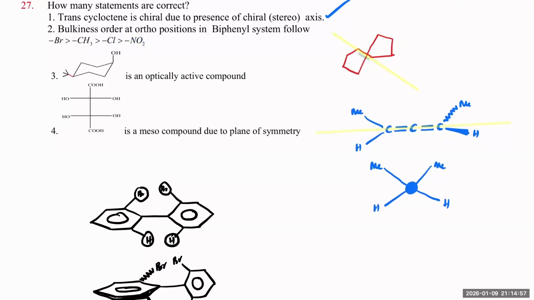See, the problem here is CH3 is a completely three-dimensional group, while bromine is just an atom. So if you compare in terms of bulkiness, CH3 will offer the most bulkiness here. Then comes NO2, then comes bromine, and then comes Cl. So this is the correct order. So hence, this statement is not true.